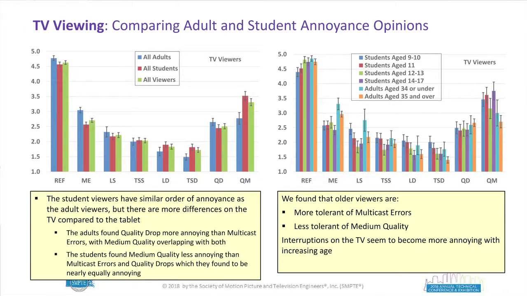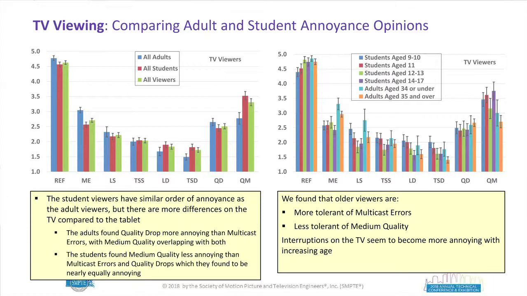So we now take the same representation and look at it on the TV. Again, a similar trend, a similar order of annoyance for the adults and the students, except some differences here on the tablet. So what do we see? We see that the adults found quality drops more annoying than multicast errors, and the students found medium quality less annoying than multicast errors and quality drops.